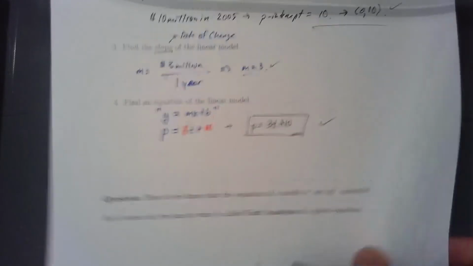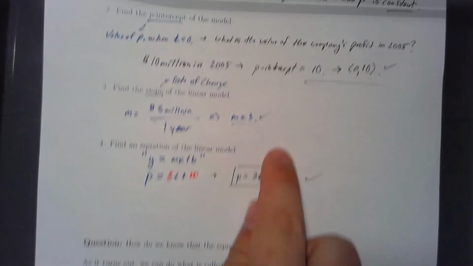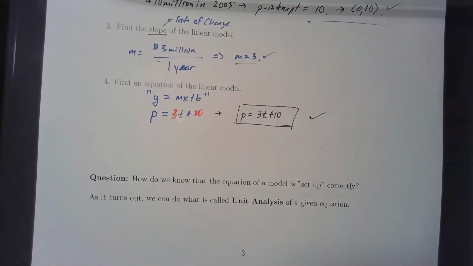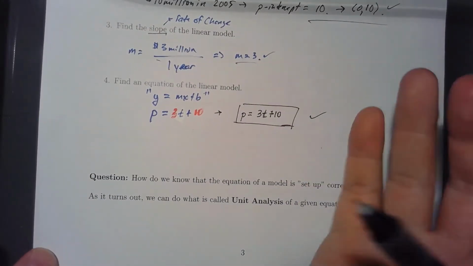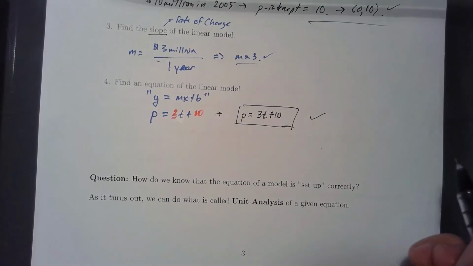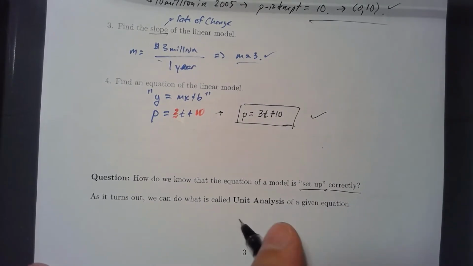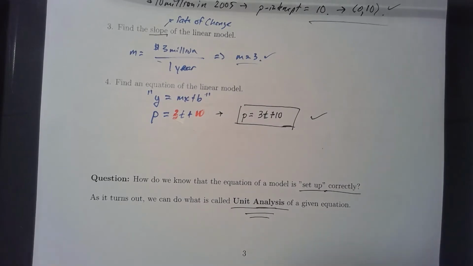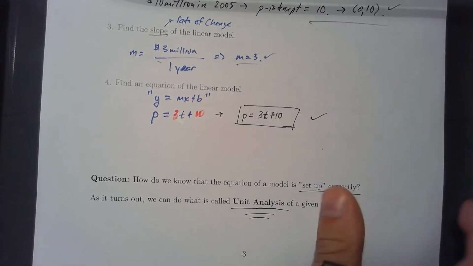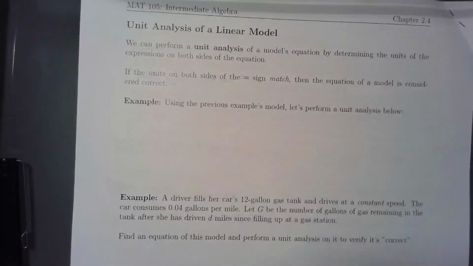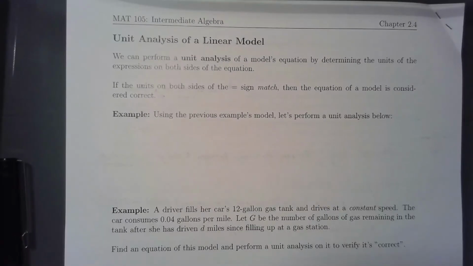All right, when it comes to setting up a linear model, we just did it piece by piece here. But how do I know this is right? I mean, I know it's right, but how do you know it's set up correctly? Well, we do this by using unit analysis. You may have seen this before if you've taken a chemistry or physics course in high school, or physical science or whatever.